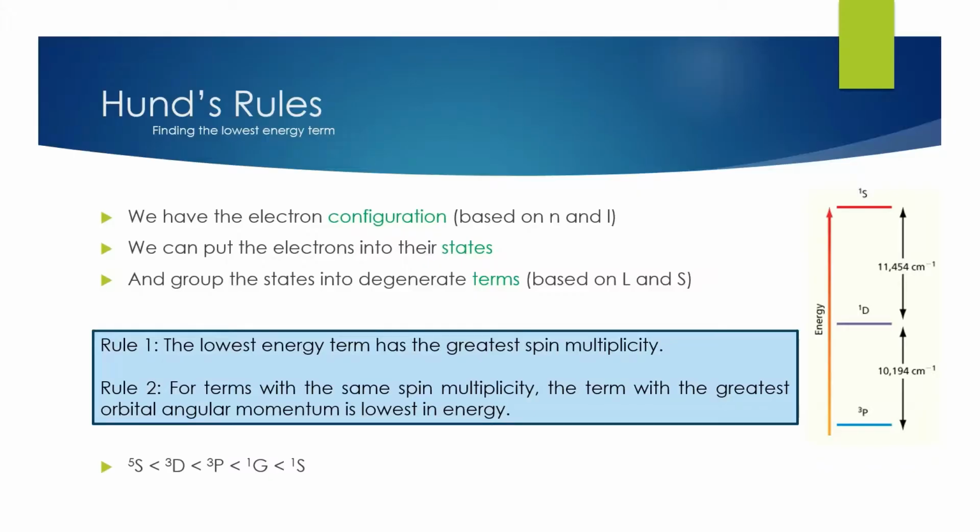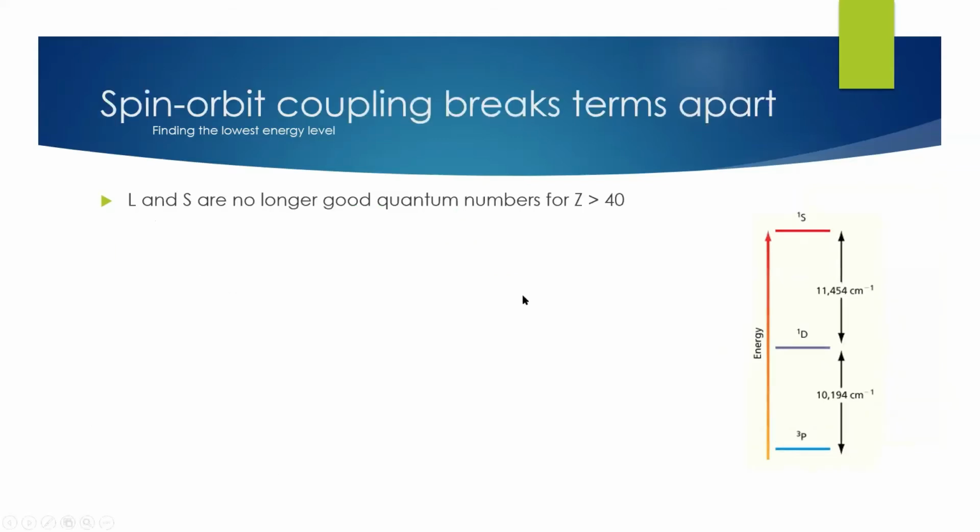The last of Hund's rules is relevant when we look at larger atoms. So when you have larger atoms, it turns out that these terms can actually be broken down further into energy levels. This is going to be true for all atoms, but it's only relevant for larger atoms. And this is because once we get to larger and larger atoms here, with more protons in the nucleus, these L and S quantum numbers are no longer good enough, and there are differences between them that become apparent.